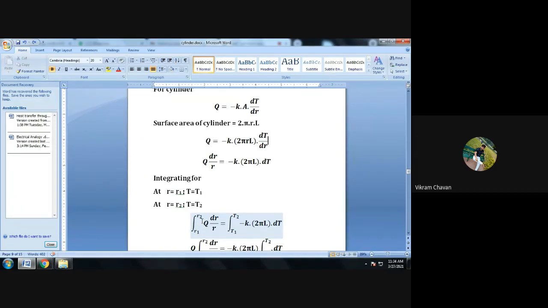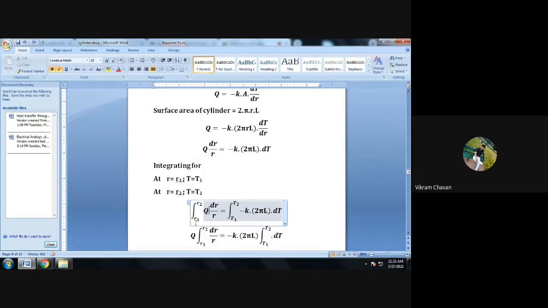So integration from r1 to r2 of q multiplied by dr divided by r equals integration from t1 to t2 of minus k multiplied by 2 pi l multiplied by dt. Now we are integrating with respect to r and dt, so the remaining terms are constants, that is q, k, 2 pi l. These are constant terms, so we can take them out of the integration.